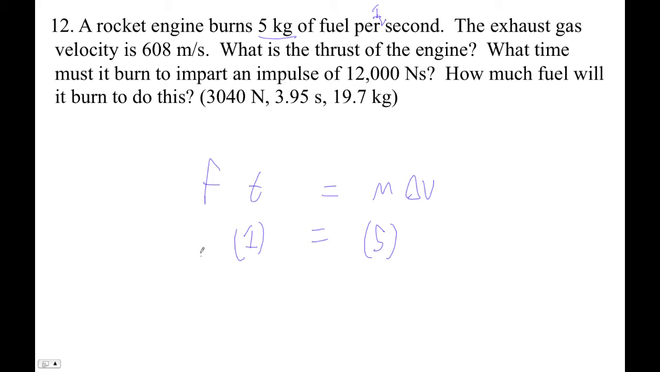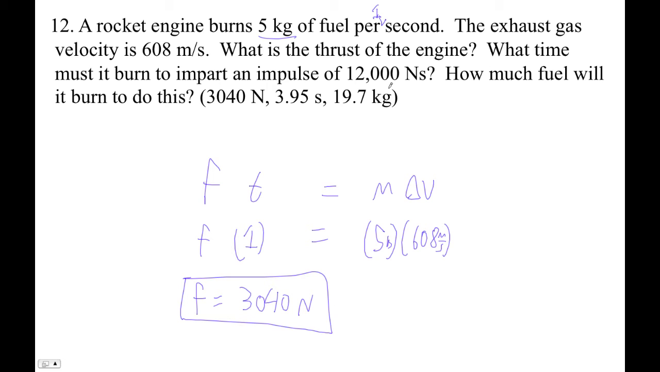Okay, the force we don't know, and the exhaust velocity is 608, right? So the force, and that's kilograms, right? The force we're exerting is on this fuel, and that's, of course, the equal and opposite force that we have as the thrust of the engine, right? The fuel exerts a force on us, right? So 5 times 608 is 3040. 3040 newtons, right, is the thrust, right?